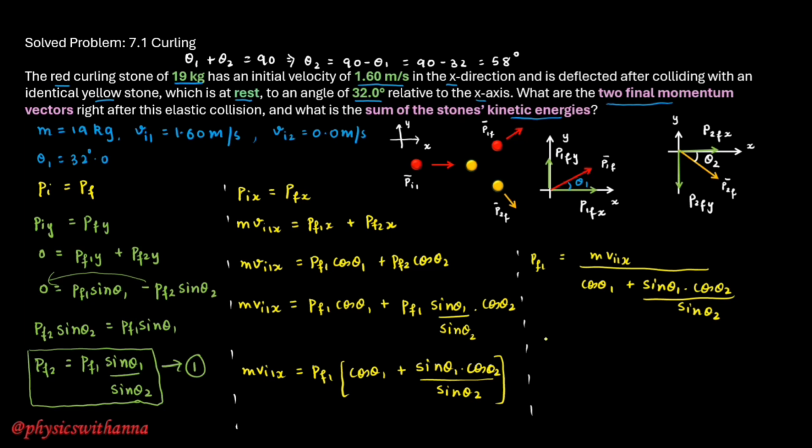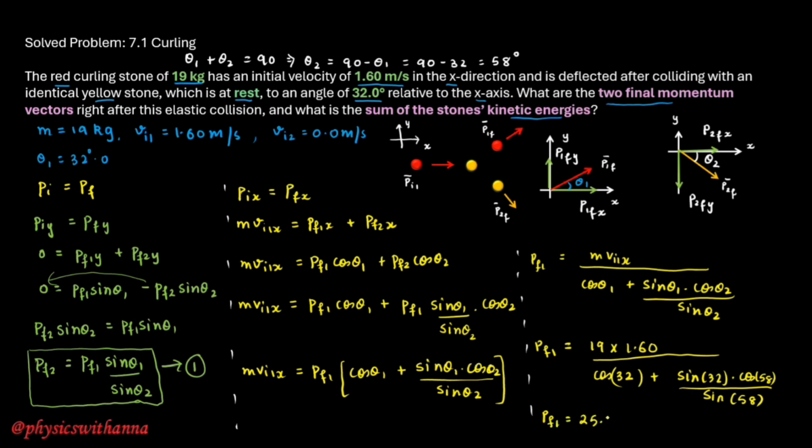Now let's substitute. We get P final 1 equal to mass of the curling stone, which is 19, initial speed of the red stone is 1.60, over cosine theta 1, which is cosine 32, plus sine theta 1, which is sine 32, into cosine 58 over sine 58. And when you solve this, you get the final momentum of the red curling stone to be equal to 25.78 kg meter per second.